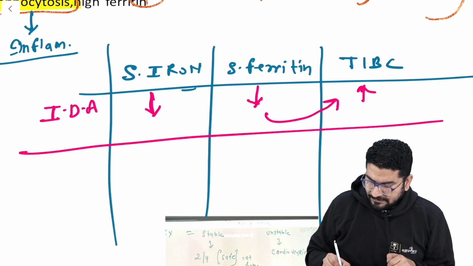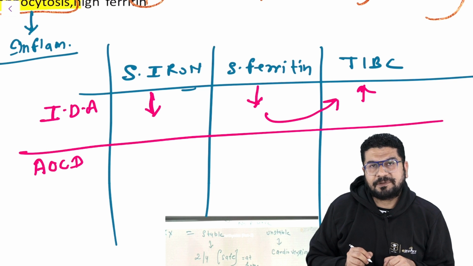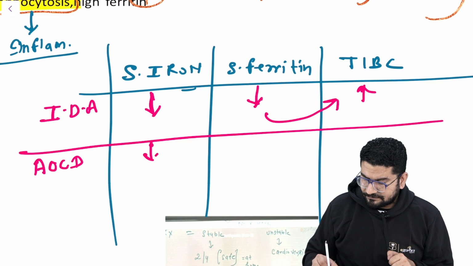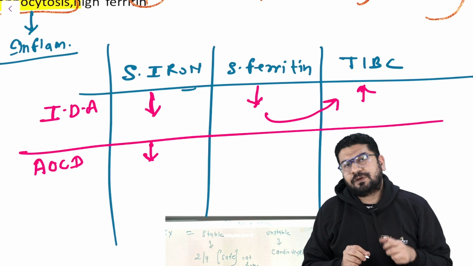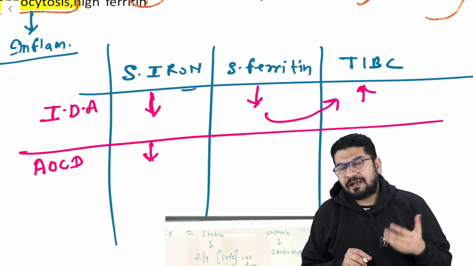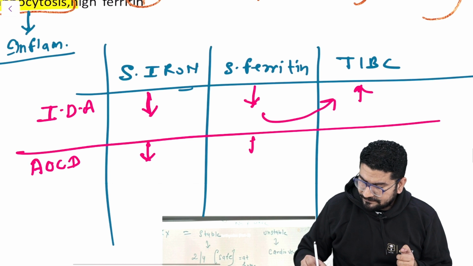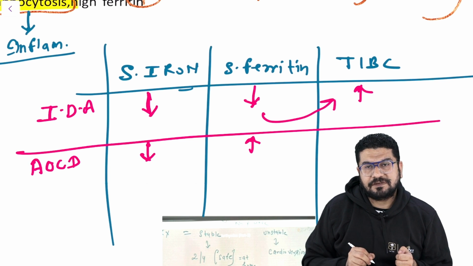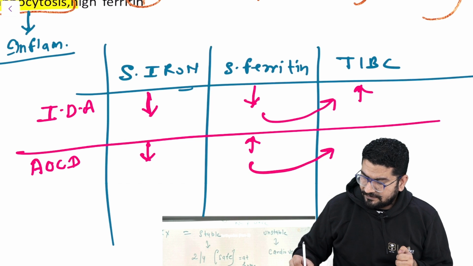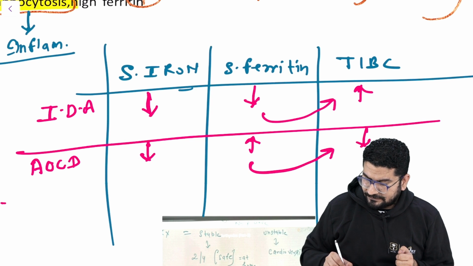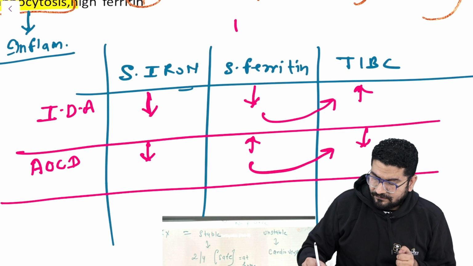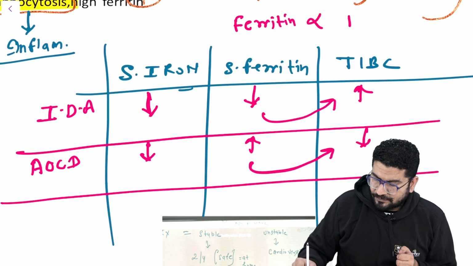If you talk about anemia of chronic disease, here also serum iron is reduced, but chronic inflammation will produce hepcidin, and macrophages and lymphocytes will trap all the iron in the stores, so ferritin will be increased. And TIBC will decrease, because remember, ferritin is inversely proportional to TIBC, total iron binding capacity.